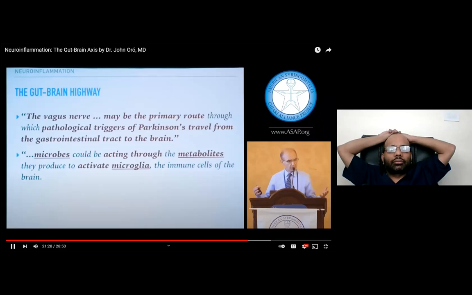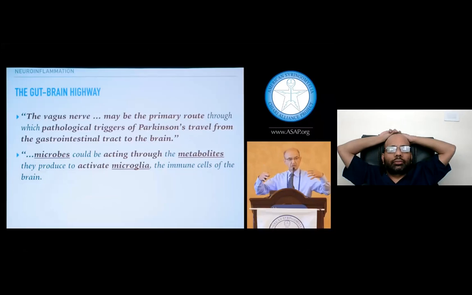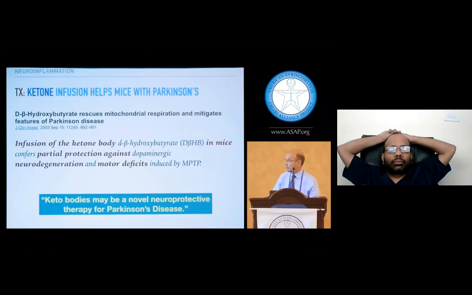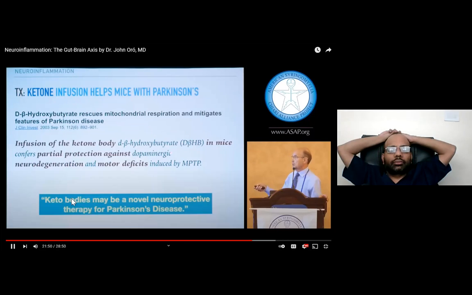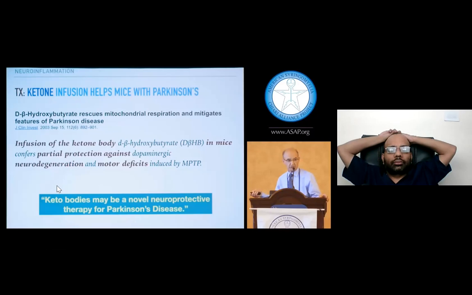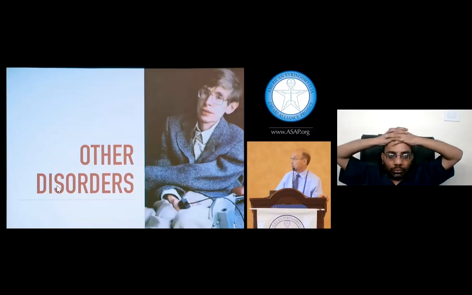There's a lot of work being done. It's hard to keep up with this. Frankly, every week I'll find something online as to new work. We're going to learn more. It's probably more complex even than this. But clearly, in different directions, we're learning that we have an area of health to focus on. And ketone infusions in mice partially protect against this neurodegeneration, and keto bodies may be a novel neuroprotective therapy for Parkinson's disease. If somebody has it, then obviously you want to think about a ketone-leaning nutritional approach.